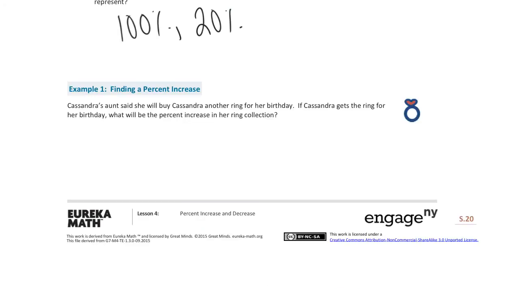All right, now let's look at example 1, finding a percent increase. Cassandra's aunt said she will buy Cassandra another ring for her birthday. If Cassandra gets the ring for her birthday, what will be the percent increase in her ring collection? So we're going to use the famous formula that we've been using in class, which is quantity equals percent times whole.